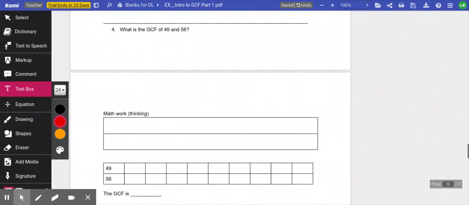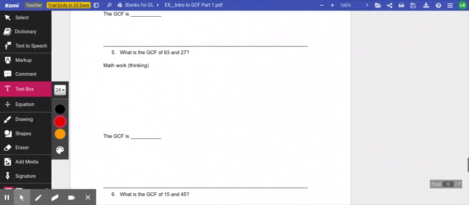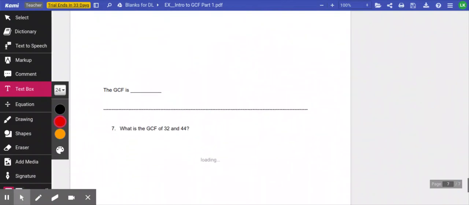So number 4, this is number 4, greatest common factor of 49 and 56. Again, I give you some math thinking space and a table if you need it. Use what you need. Number 5, I take away those tools. If you need it, you can draw the things that you use. You may not use both of those, and that's okay. Or you may just make a list of your facts for 6 that make 63 and that make 27, and maybe put some dots above the ones that are common and find the greatest common factor. Okay, so you're going to finish to number 7.